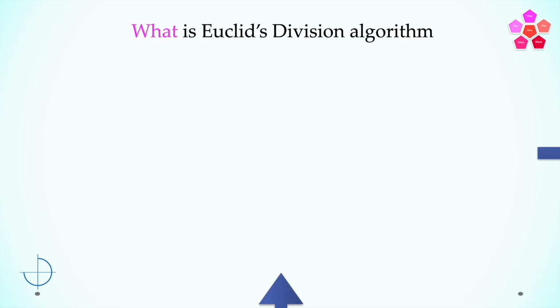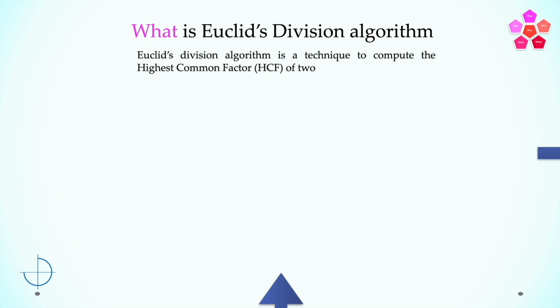What is Euclid's division algorithm? Euclid's division algorithm is a technique to compute the highest common factor of two given positive integers. Euclid's division algorithm actually involves Euclid's division lemma and is applicable for only positive integers.